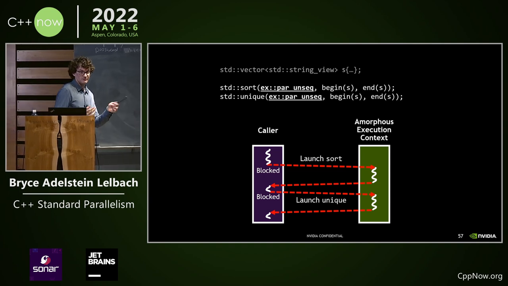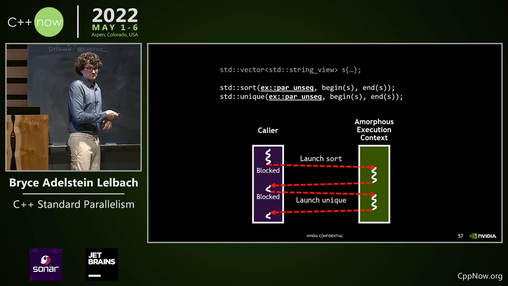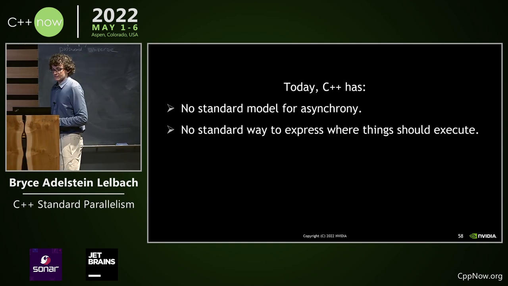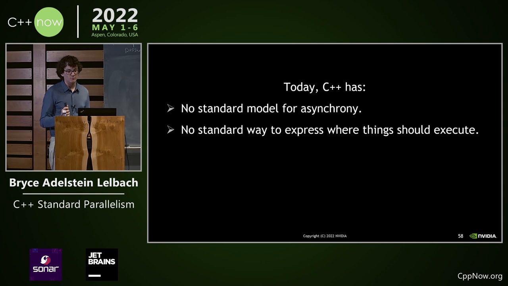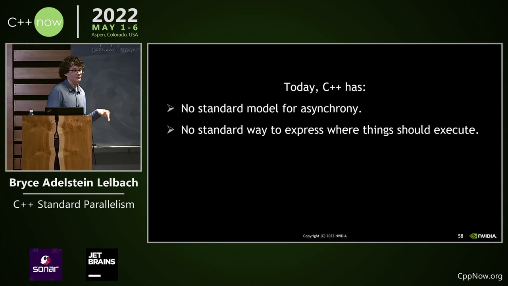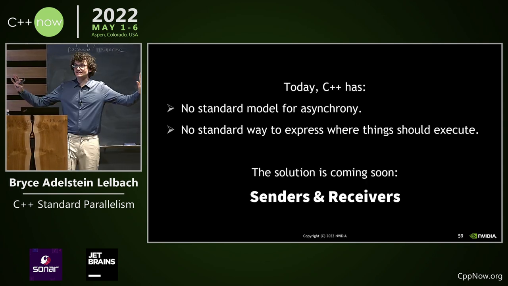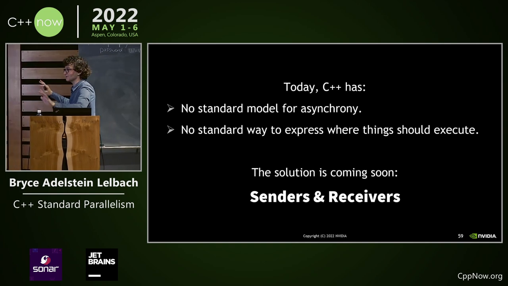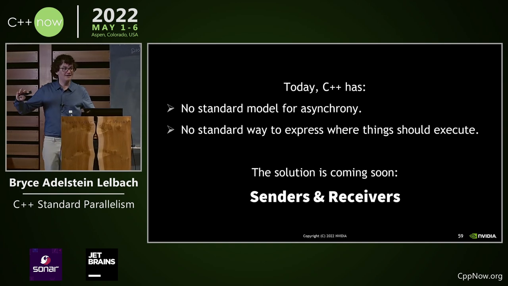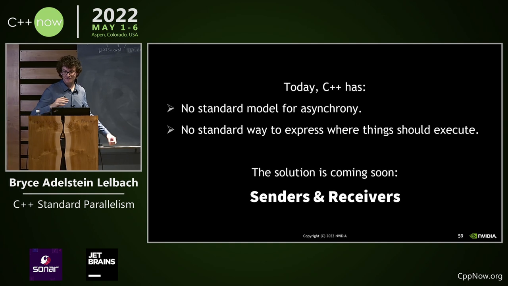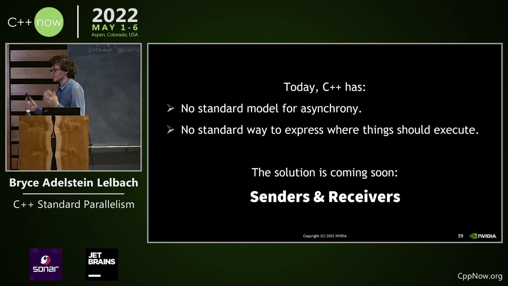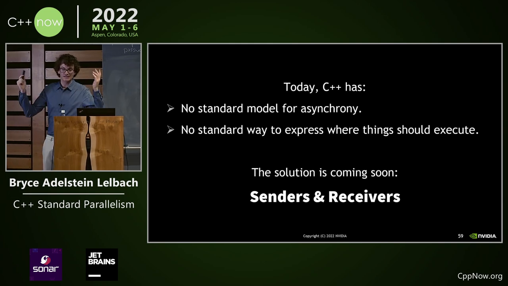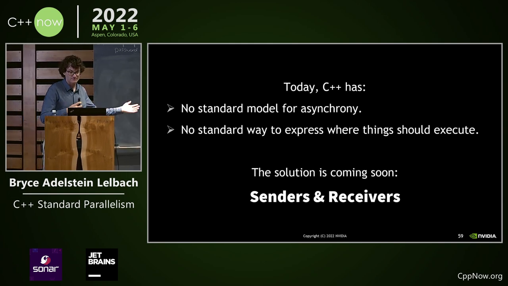Okay. Any other questions on this? Cool, let's move on. All right, so as I said, today C++ has no standard model for asynchrony and no standard way to express where things should execute. But fortunately, the solution is coming soon to your C++ implementation, although not as soon as I had hoped when I originally made these slides. And that solution is senders and receivers, which is the asynchronous execution framework for the standard C++ library.